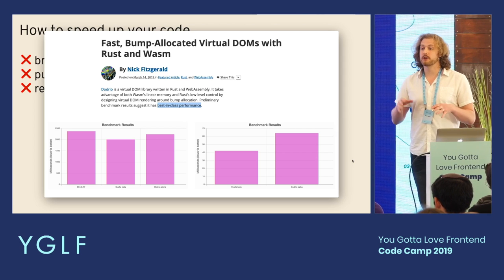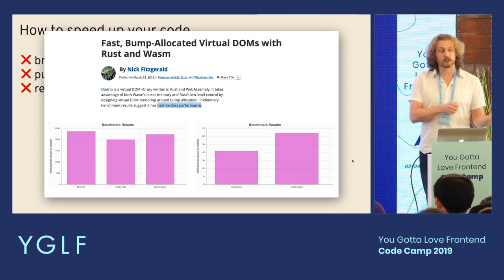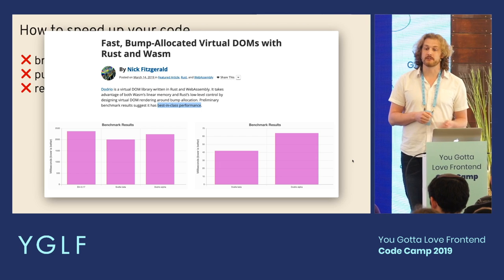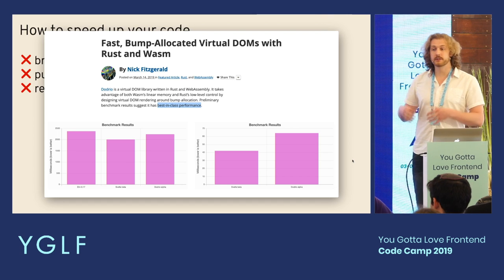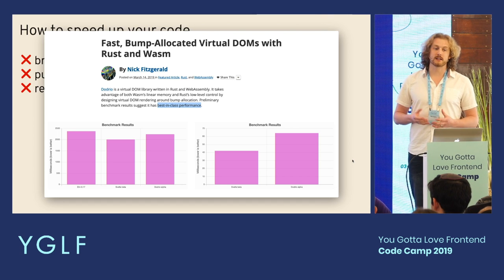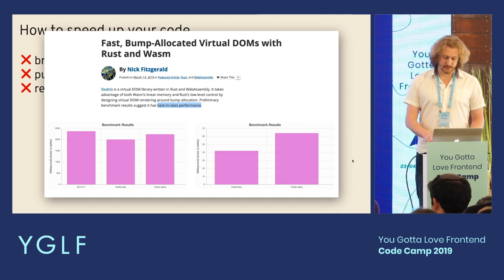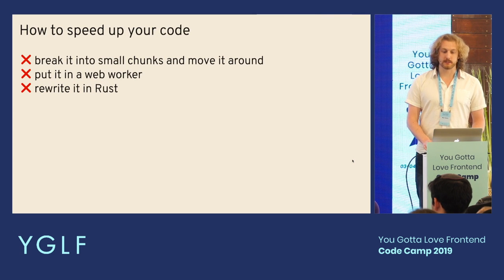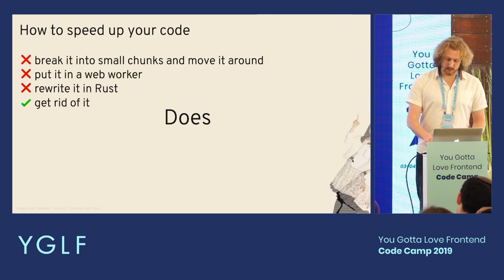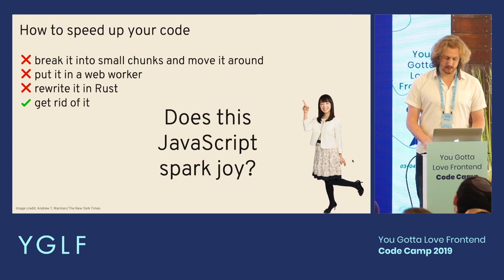Now, I am bullish on Rust and WASM in general. I think there are a lot of good reasons why you would want to use Rust for different parts of your application. And I think that Nick has done some really incredible work here. But the virtual DOM mechanism is fundamentally not going to yield the best performance. There's only one reliable way to speed up your code, and that is to get rid of it. Be like Marie Kondo. Does this JavaScript spark joy?